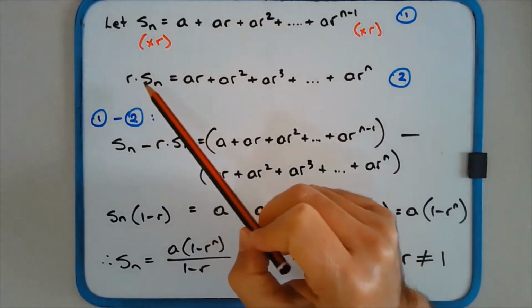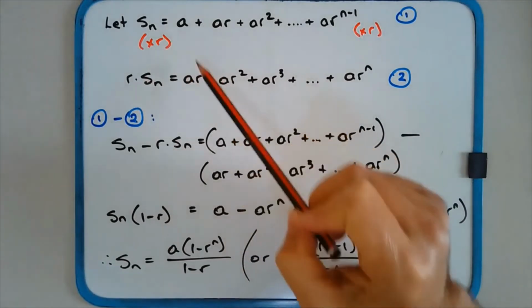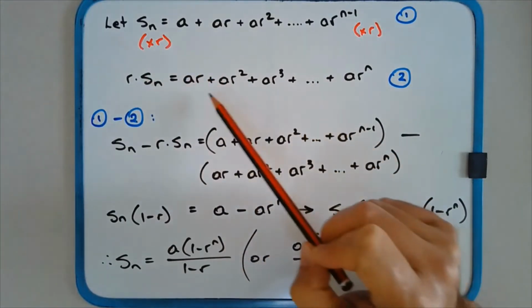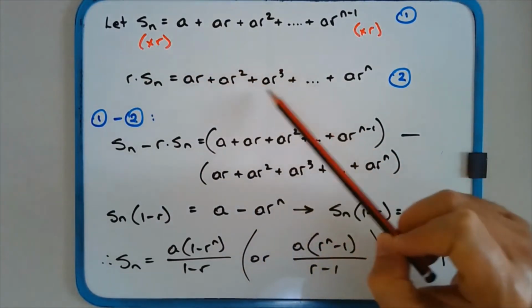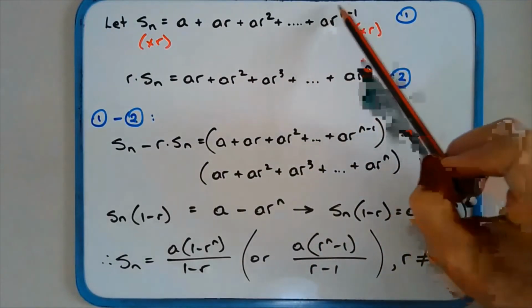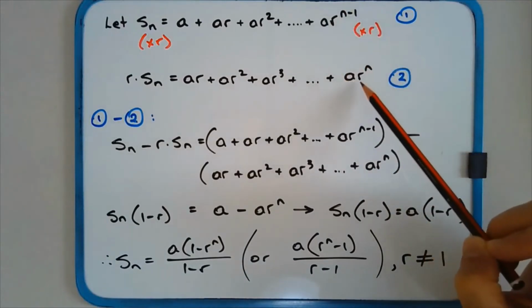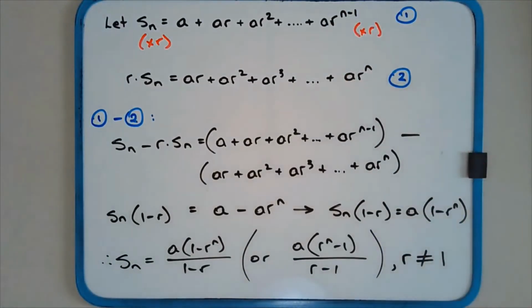So r multiplied by Sn is equal to ar, so a times r is ar, so that's our first term now, plus ar squared plus ar cubed plus ... plus ar to the power of n. So ar to the power of n minus 1 multiplied by r gives us the last term here, ar to the power of n. We're going to call that equation number 2.